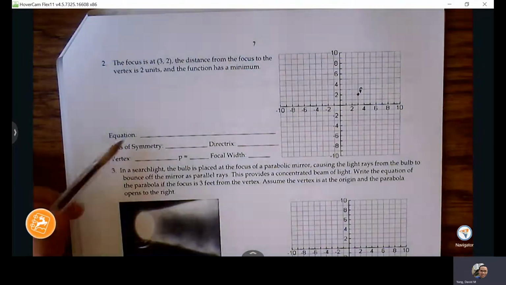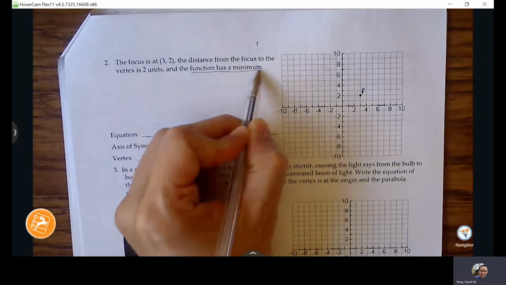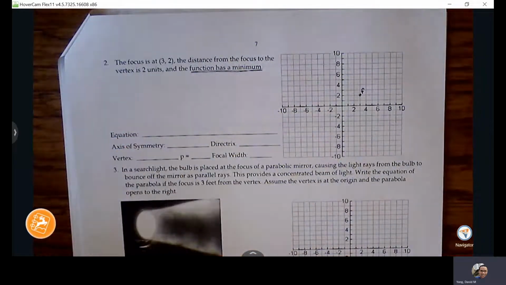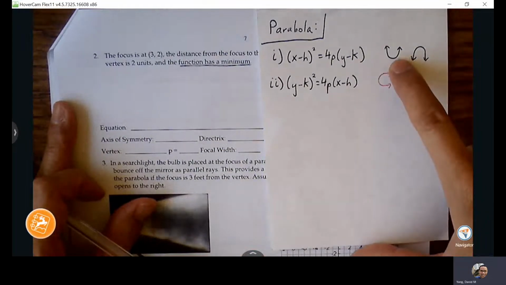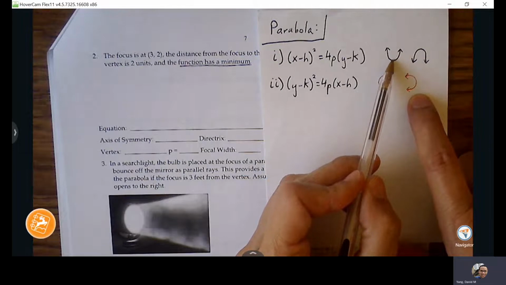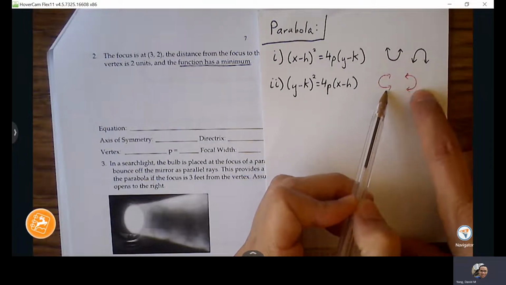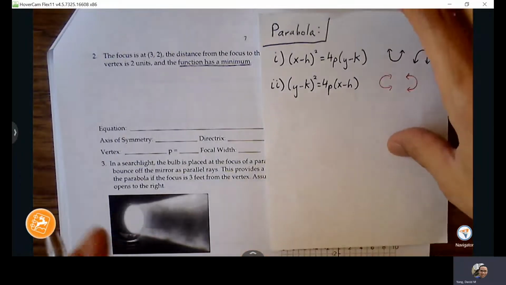Distance from the focus to the vertex is 2 units, and the function has a minimum. Any idea how this graph is going to open? Open up, yeah. So this is the only graph that actually has a physical minimum, a lowest y value. Negative infinity doesn't count as a minimum, so this is the only minimum physical point that we can identify. So we know this graph opens up.